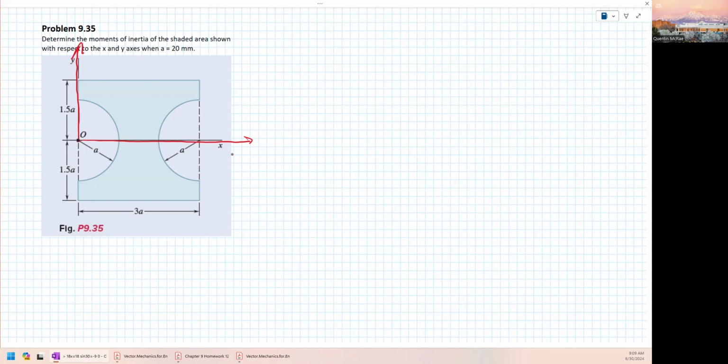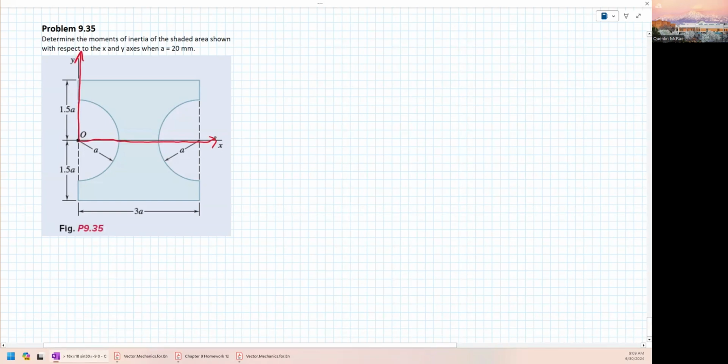Now, for some reason, the solution manual does it with respect to this and this axis, which is fine, but it's kind of odd because it's not actually what was asked. I'm not totally sure why they did that, but we're going to do the problem as asked. So we're going to do it with respect to the XY axis listed here.